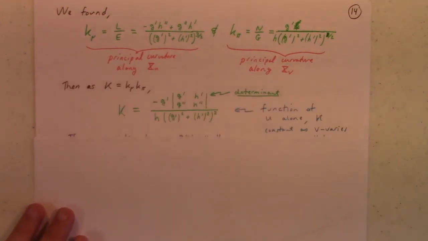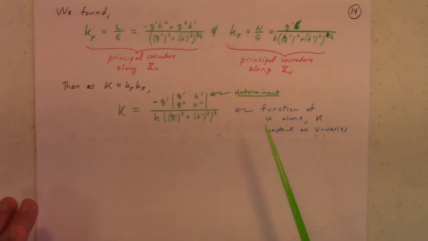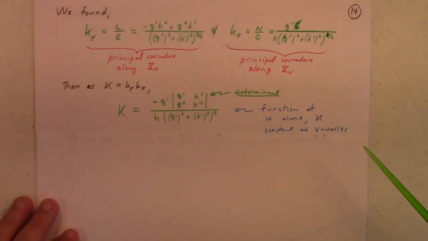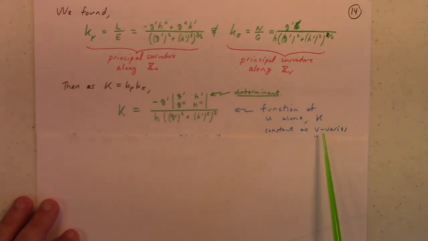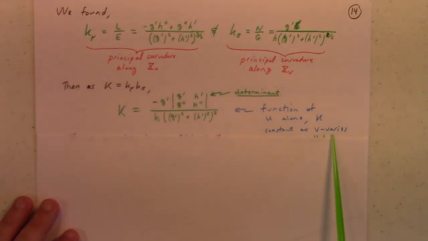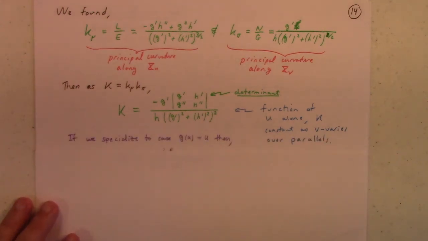Now, that gives us this formula for the Gaussian curvature, which is interesting because G and H were just functions of U, and this shows you explicitly that the Gaussian curvature is a function of U alone, which means that Gaussian curvature is constant as V varies. In other words, as you sweep through the parallels of the surface of revolution, the Gaussian curvature is constant along those, which makes good geometric sense.